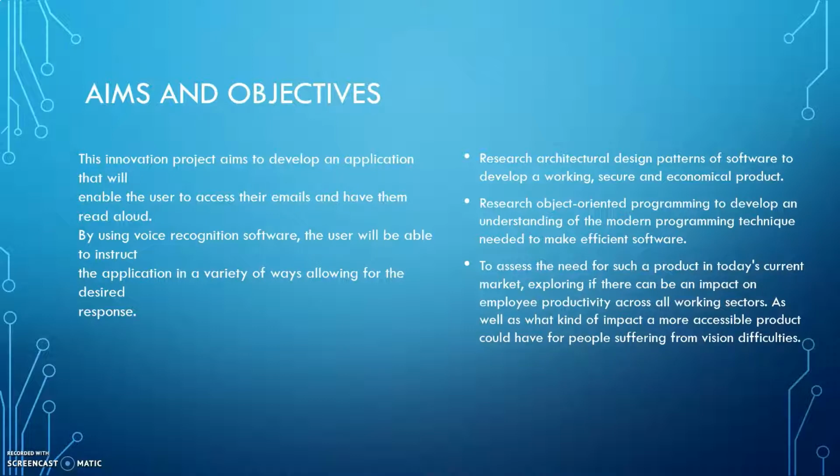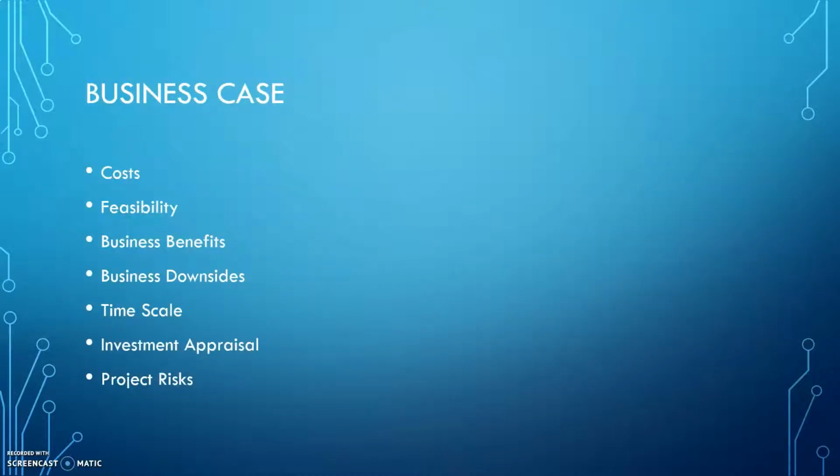The objectives of the project are to research architectural design patterns of software to develop a working, secure, and economical product; research object-oriented programming to develop an understanding of modern programming techniques needed to make efficient software; and assess the need for such a product in today's current market, exploring if there will be an impact on employee productivity across all working sectors, as well as what kind of impact a more accessible product could have for people suffering from vision difficulties. A business case was developed for the project.